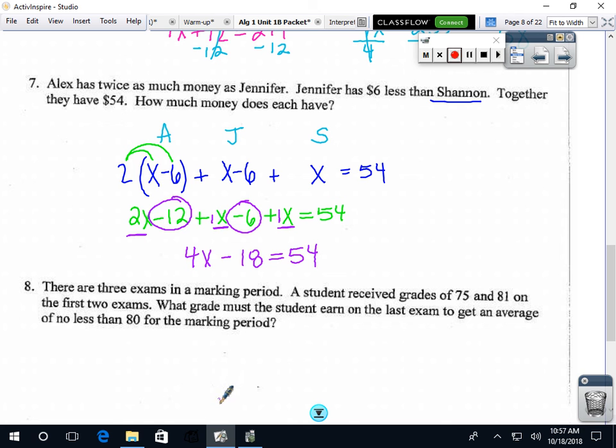Now what do we do? Plus 18 on both sides. So now we have 4x equals 54 plus 18, which is 72. And now to solve for x, what do we have?